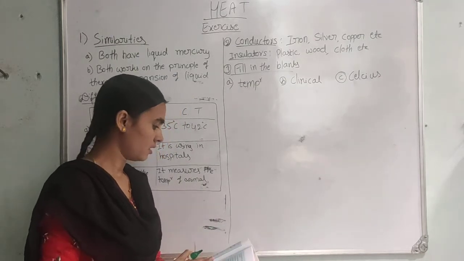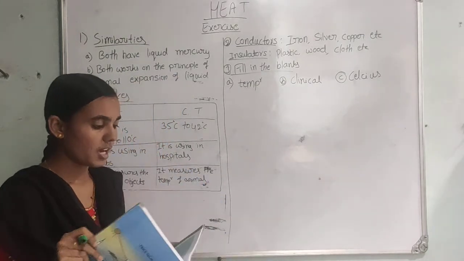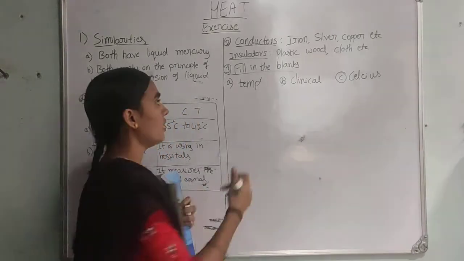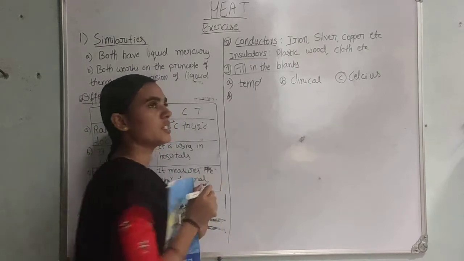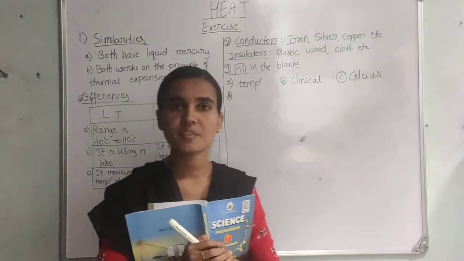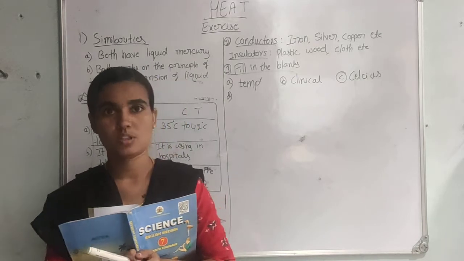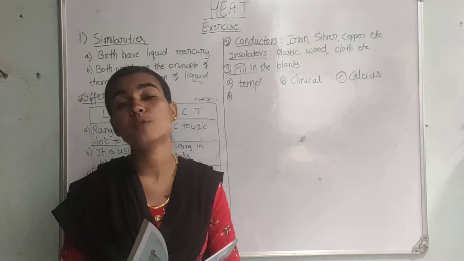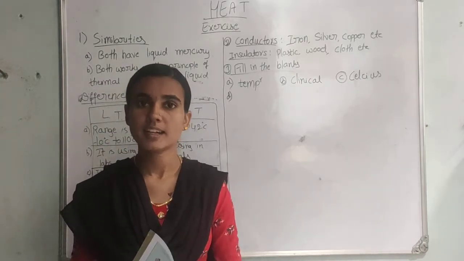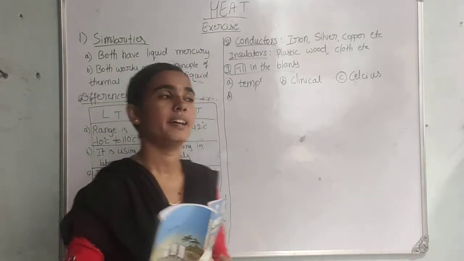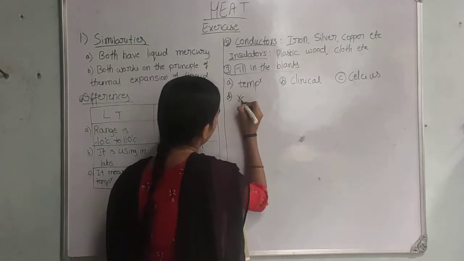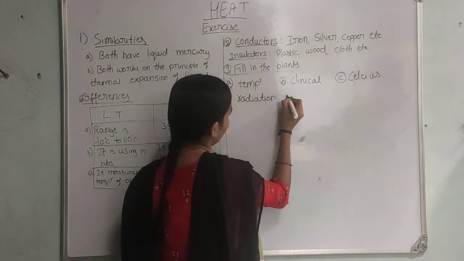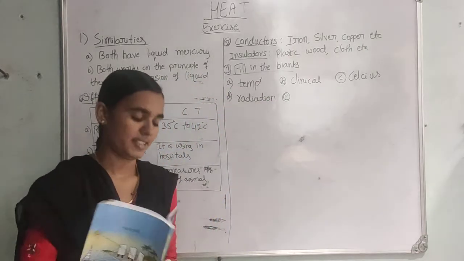So next, fill in the blanks. D. No medium is required for the transfer of heat by the process of. So here we have three processes for the transfer of heat: conduction, convection and radiation. Of these three processes, which process does not need a medium for the transfer of heat? Yes, the radiation process. In the radiation process there is no need of a medium. In the absence of a medium also it can get the heat.